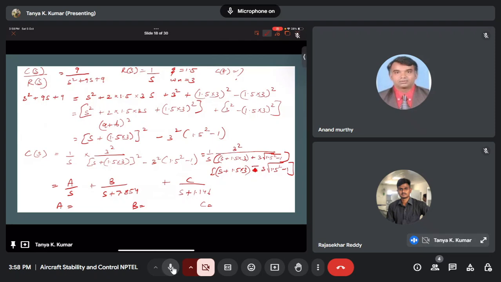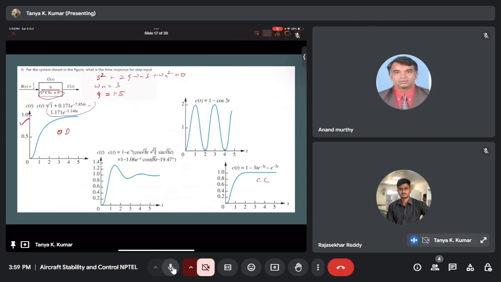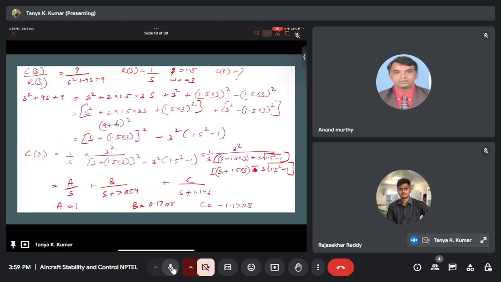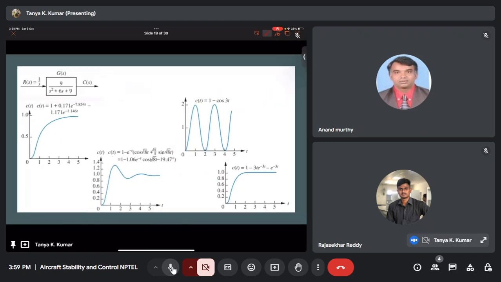This is very straightforward, so I'm just going to write down the ABC values that I've found. So A is obviously 1, and B I'm getting it as 0.1708, and C is minus 1.1708. So now you just apply inverse Laplace transform and you will get this equation, right? This is straightforward. Now let's go to the next question that we had seen yesterday.